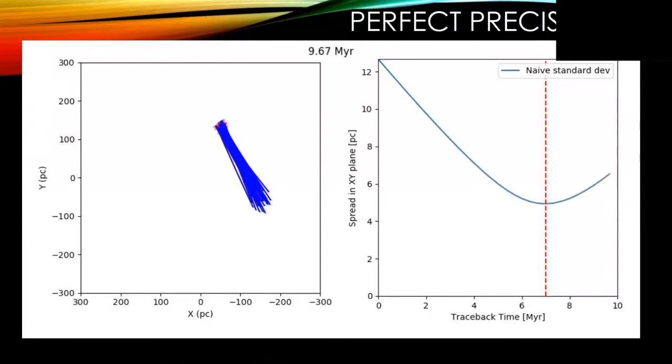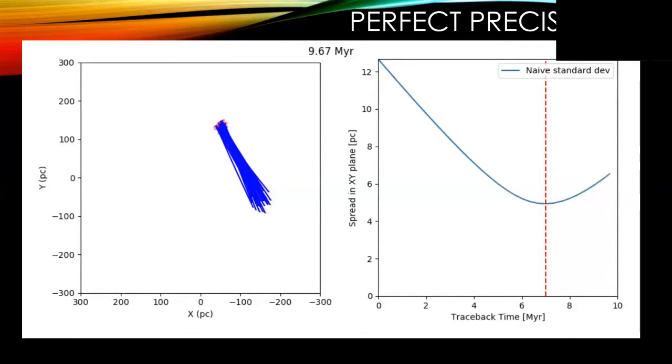Here's X, Y, and again, this is them now. Here's a naive estimate of the spatial distribution of these stars: basically just fit a Gaussian to that XY plane and take the standard deviation. As you can see, it gets narrower at its original age, which is what you'd hope. So we're tracing these stars back, and where they converge the most is their point of origin.